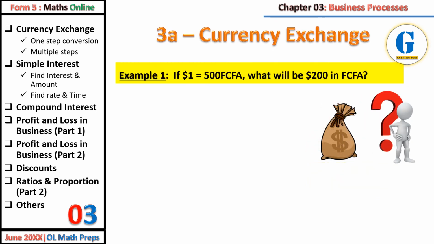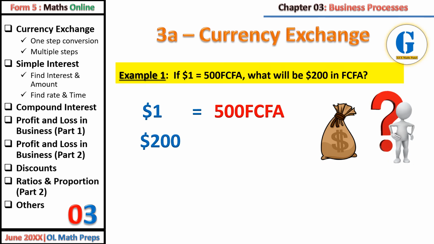If $1 equals 500 francs, what will be $200 in francs CFA? So what has been given is $1 equals 500 francs. Therefore, $200 will be equal to an unknown. We can use any variable to stand for this unknown, in this case x.